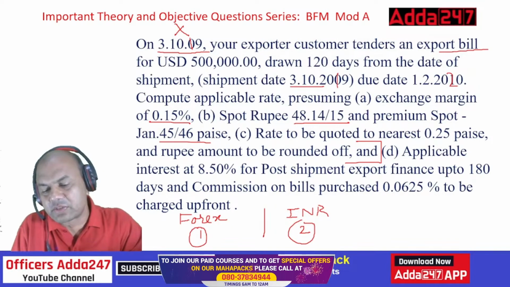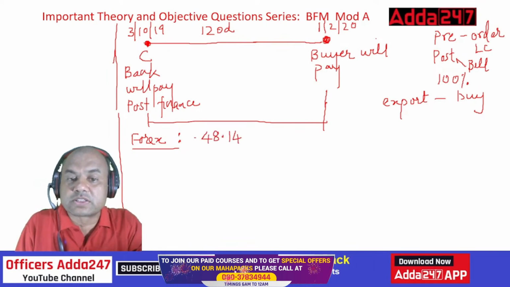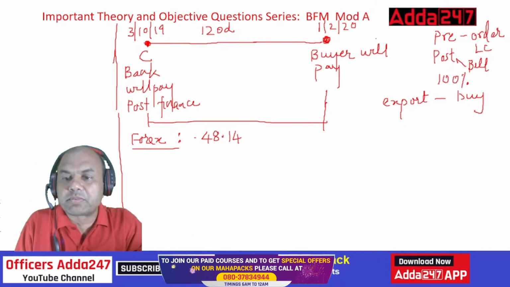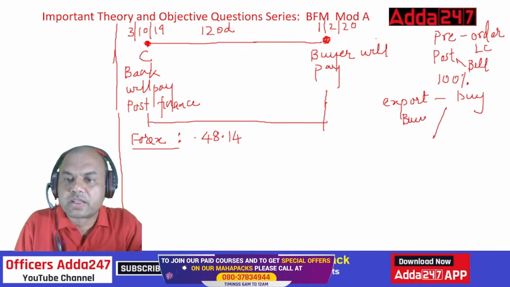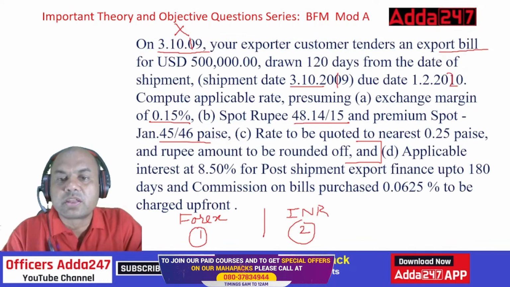So 48.14. This is always known as the buy. See here, the left side is always buy. The right side is always sell. Always remember this. This side is always buy, and this side is always sell. Okay, so that's why I've taken 48.14 over here. Clear everyone? 48.14.